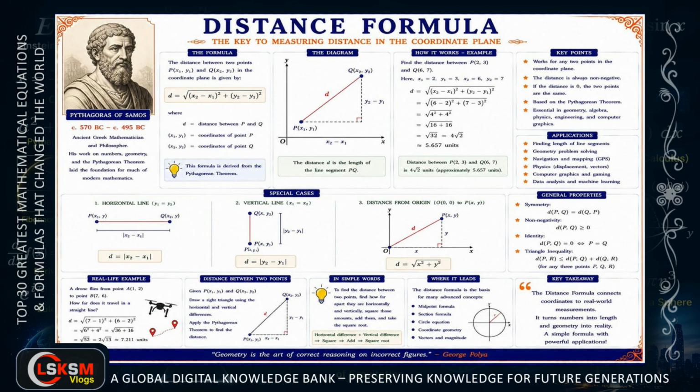Four. Distance formula. Person: Pythagoras, 570 to 495 BC. The distance formula calculates the shortest distance between two points on a coordinate plane. It is widely applied in geometry, navigation, and computer graphics.